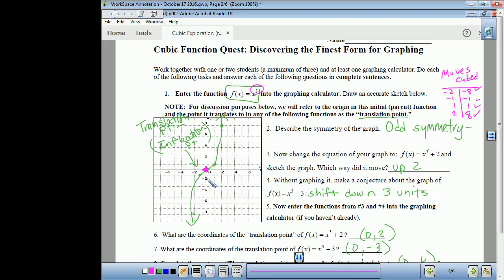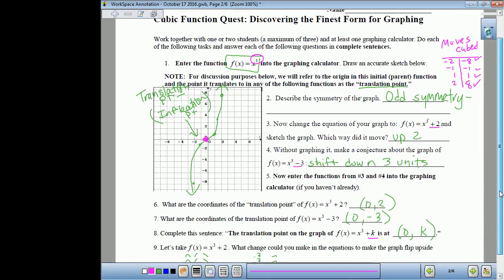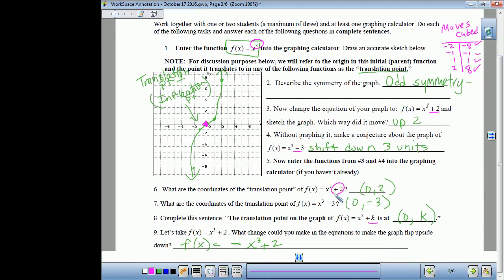If we shift it at all, left, right, up, down, it no longer has odd symmetry because it has to be through the origin. All right, this made our function go up 2. This makes our function shift down 3. So what we should have noticed is that this number at the end becomes our y, the y value at the translation point.